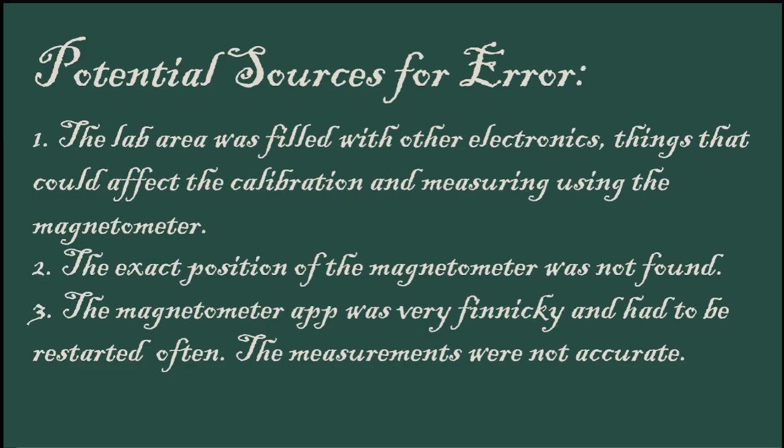Potential sources for error. Number 1, the lab area was filled with other electronics, things that could affect the calibration and measuring using the magnetometer. 2, the exact position of the magnetometer was not found. Number 3, the magnetometer app was very finicky and had to be restarted often. The measurements were not accurate.